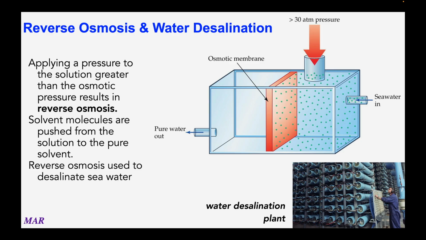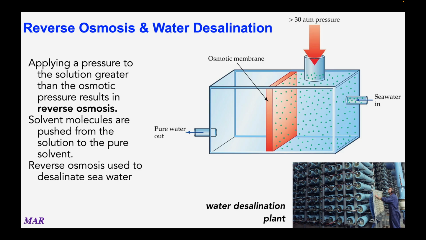If you pressurize it, and you can see it's greater than 30 atmospheres often, you can actually force the solvent molecules through the membrane, so you end up with pure water on the other side. So it's a way to desalinate the seawater, and you end up with drinking water. As water becomes more scarce, this is being used more and more. So Los Angeles has a quite active set of water desalination plants as well.